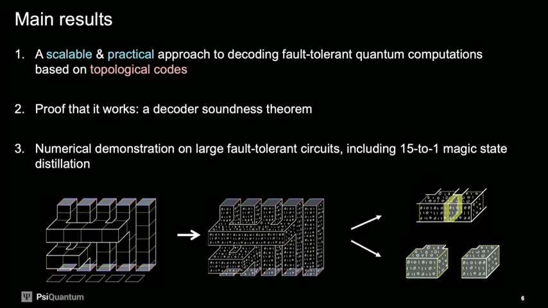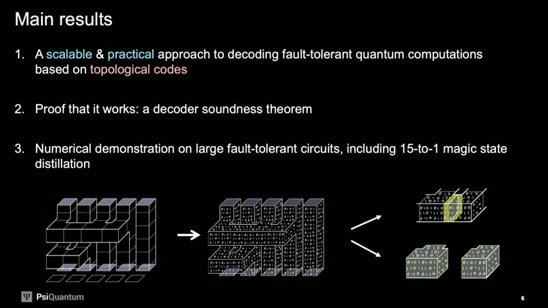And before everyone has their mid-morning nap, I just wanted to flash up the main results quickly. So the main contribution is really that we provide a scalable and practical approach to decoding fault-tolerant computations based on topological codes, such as the surface code, everyone's favorite, or maybe not so much everyone's favorite anymore. The main idea behind this approach is to parallelize the problem in both space and time. So you can divide up the large problem into smaller chunks that you can solve in parallel.